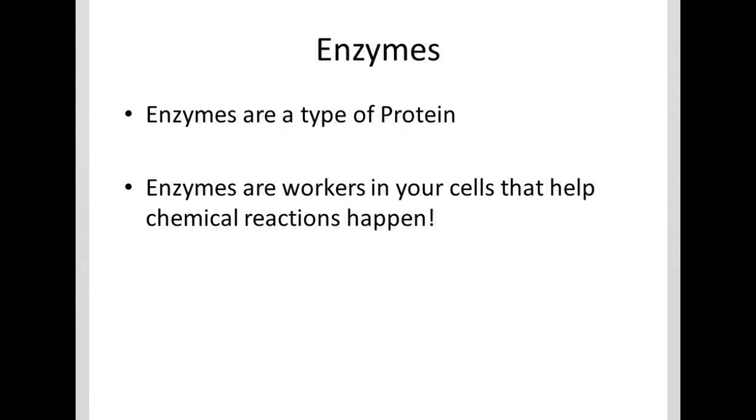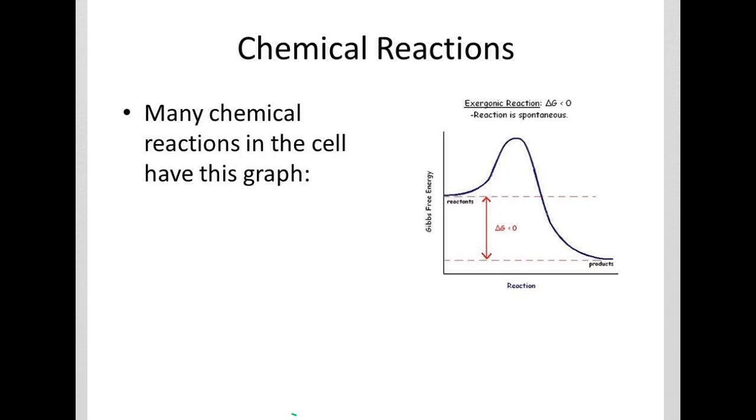This is going to be our enzymes video. Enzymes are a type of protein, so they go along with that category of macromolecules. Enzymes are going to be workers in your cells that help chemical reactions happen. Some chemical reactions would happen too slowly to get anything actually done naturally. So enzymes help us get stuff done on a quicker, more timely basis.